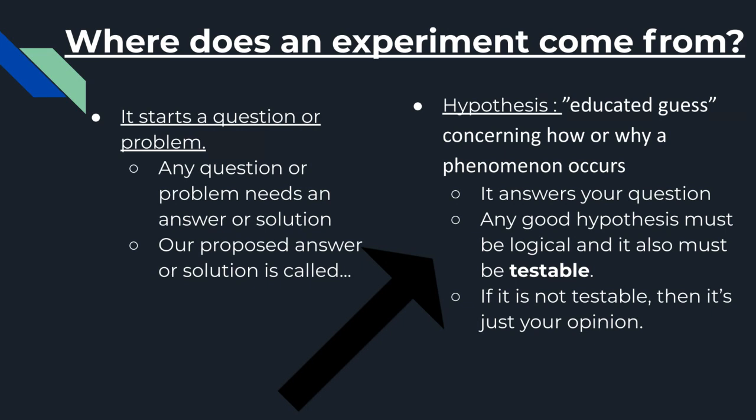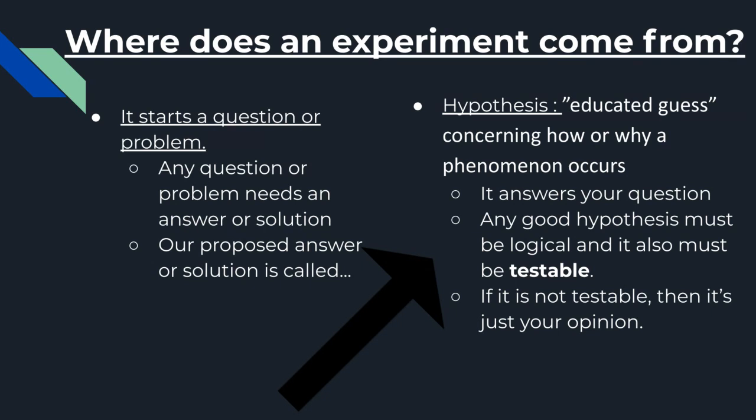And our proposed answer to the problem or to the question is called a hypothesis. That is an educated guess. It is logical, and it addresses what our original question or problem is. And the definition is an educated guess concerning how or why a phenomenon occurs. It should answer your question. And one extra thing, any valid hypothesis must be testable. In other words, it can't just be something that we think. It has to be something that we think that we can also test to find out if we were right. If it's not testable, it's just your opinion.